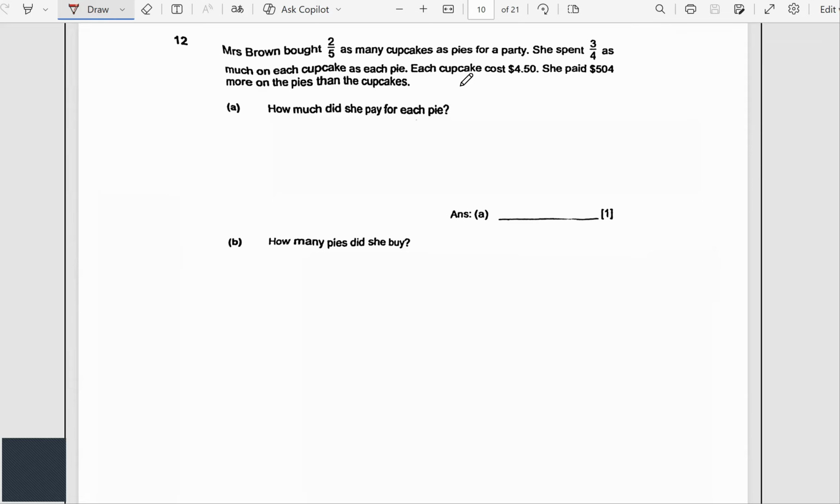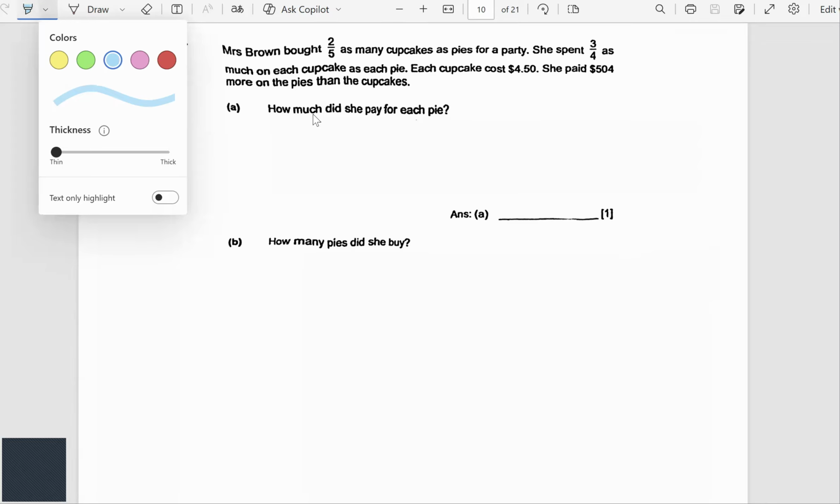Okay, so firstly, she bought 2/5 as many cupcakes as pies. So that will give us the proportion of the number of items. She spent 3/4 as much on each cupcake as each pie. That's the value of each item. So if I know the cupcake costs $4.50, I can find the value of each pie. Okay, which is for part A. How much did she pay for each pie? So I'm just looking for one pie.